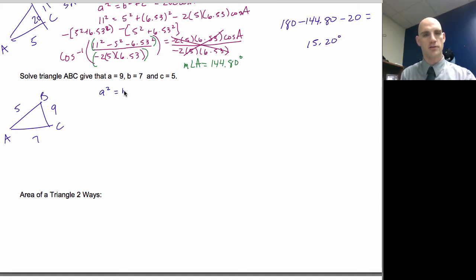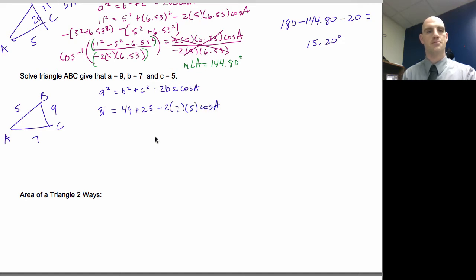A squared equals B squared plus C squared minus 2BC cosine of A. So if I fill in everything I know, I've got 81 equals 49 plus 25 minus 2 times 7 times 5 times the cosine of A.